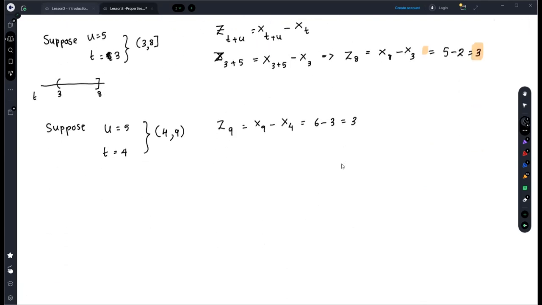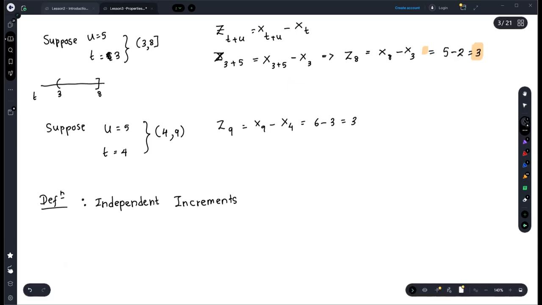Now, from that, we can come up to another definition, independent increments. In general, we looked at increments, right? Now let's see what the independent increments are. What do you think?